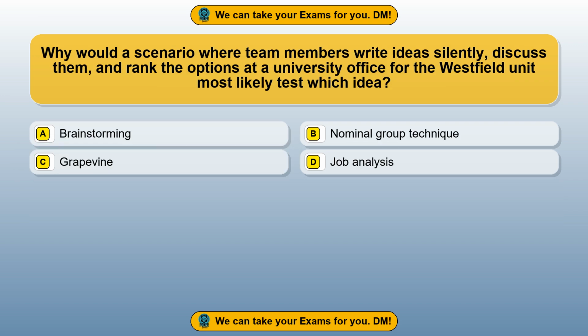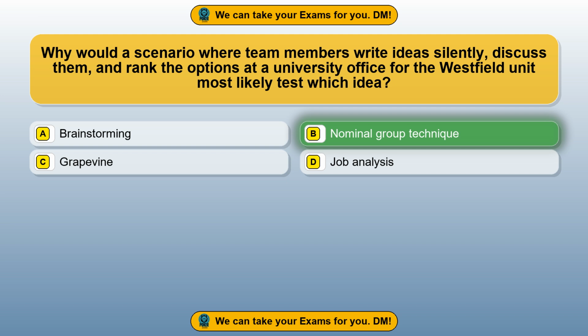Question 17. Why would a scenario where team members write ideas silently, discuss them, and rank the options at a university office for the Westfield unit most likely test which idea? Option A, brainstorming. Option B, nominal group technique. Option C, grapevine. Option D, job analysis.